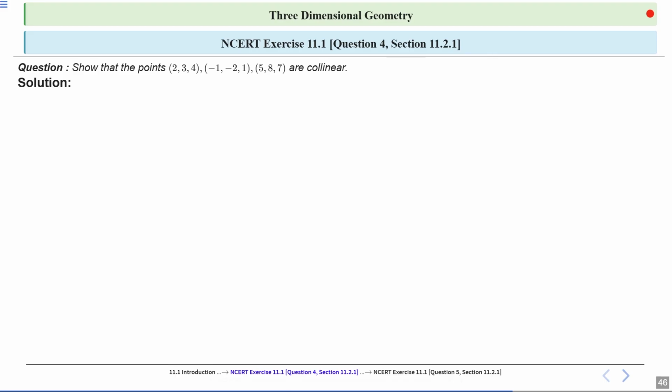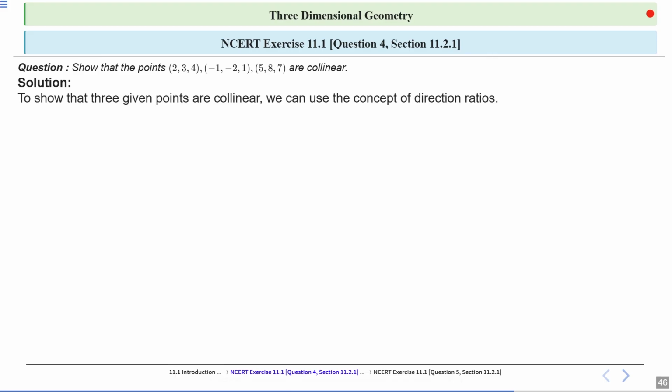Let's start the solution. To start, let's recall how we can check if 3 points are collinear in 3D. So one way is to use direction ratios. Direction ratios are just the differences in the x, y, z coordinates between 2 points, and they help us describe the direction of a line segment in space. If the direction ratios of AB and BC are proportional, then the points are collinear.